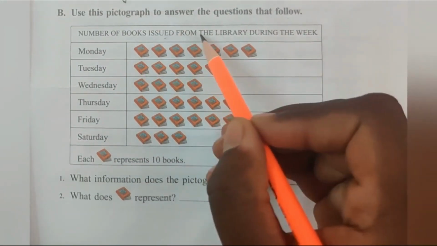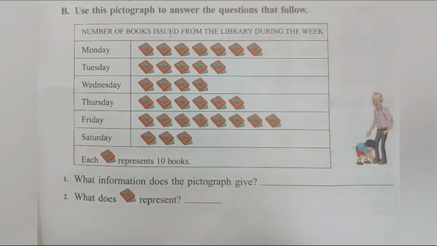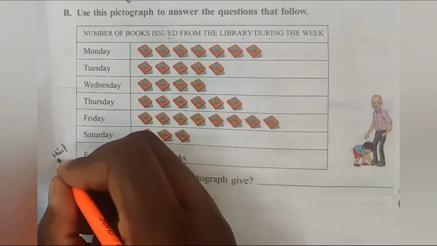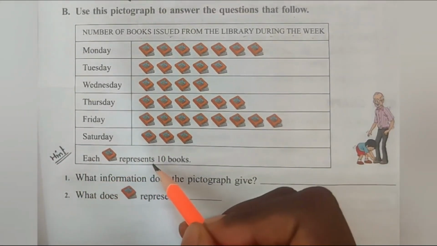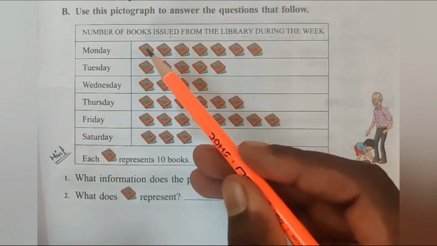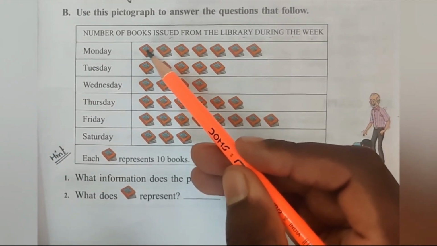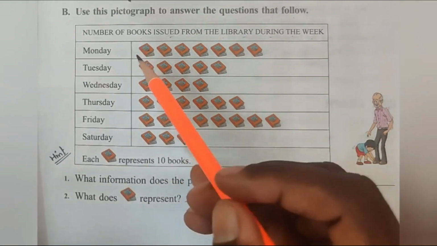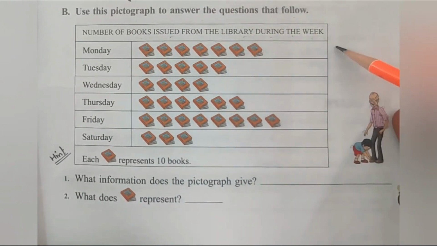We have a pictograph over here, and with that pictograph we have an information, that is, number of books issued from the library during the week. Means we are going to talk about number of books issued during this week. Here we have one hint, that is, each book represents 10 books. That means if you count 1, this is actually not a single book, that is actually equal to 10 books. So let's count these numbers and write in front of each day.